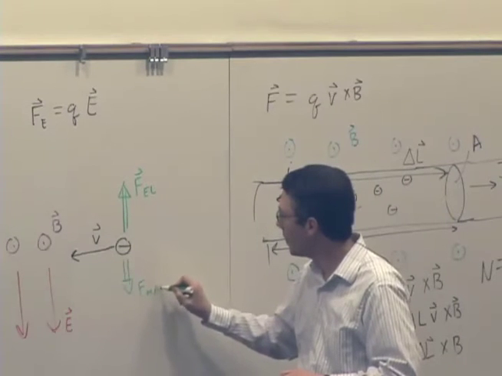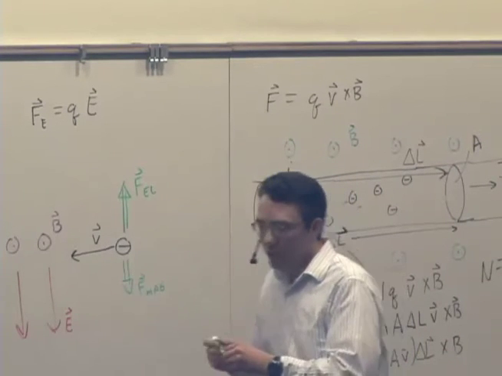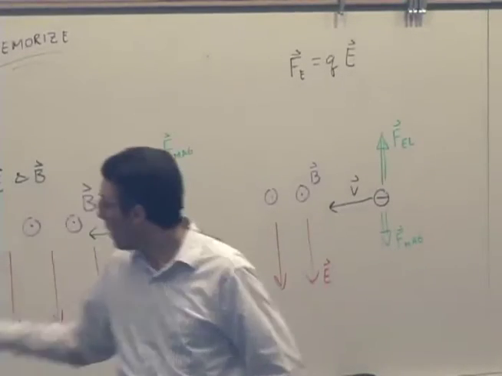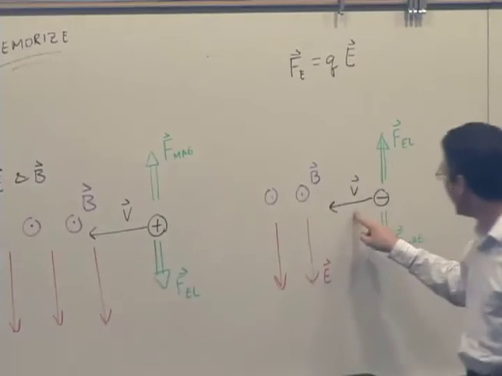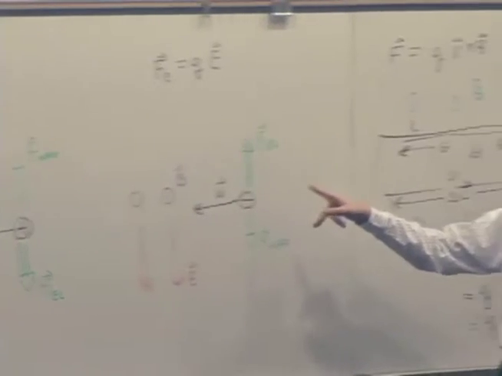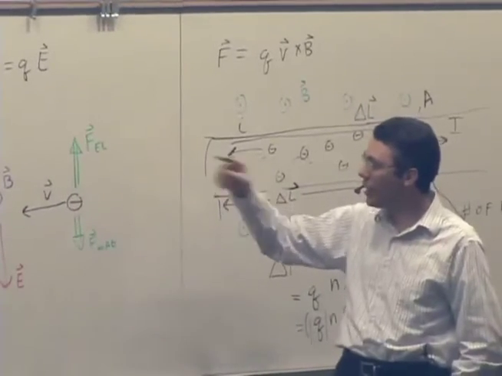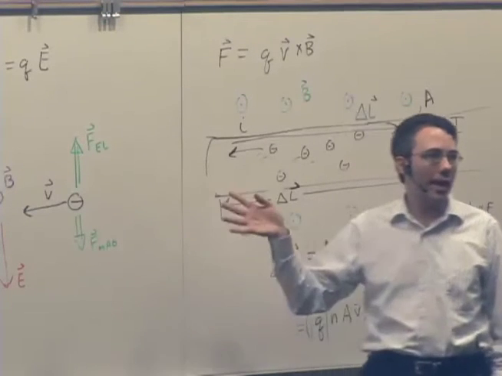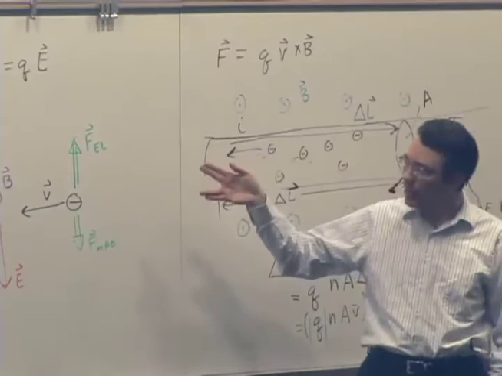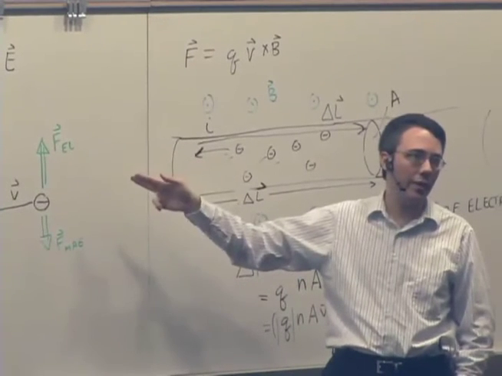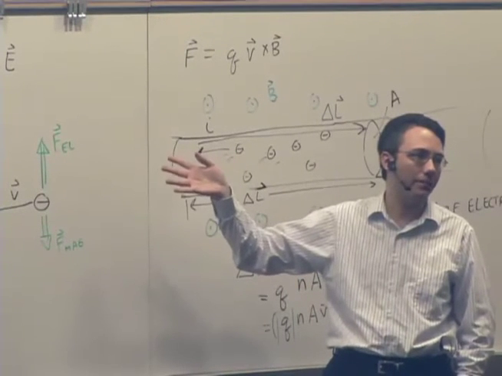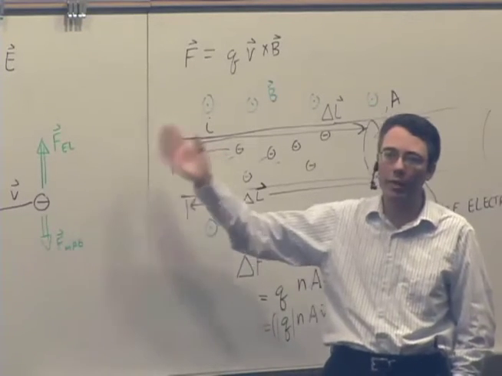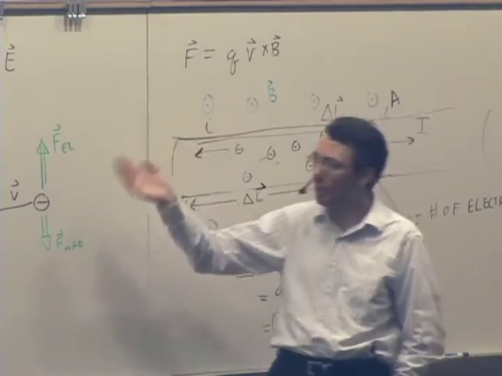So this is kind of interesting. No matter what sign of charge we pick, we can have these two forces in opposite directions. If I could arrange things in such a way that the forces were equal to each other, what would happen to the charge? It would just move in a straight line. The net force on it would be 0.